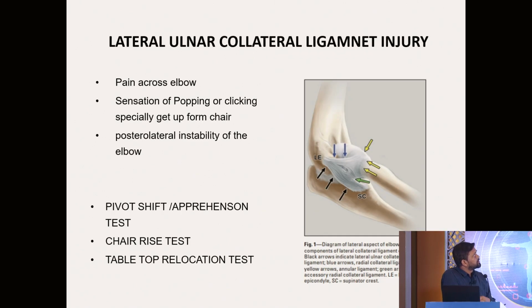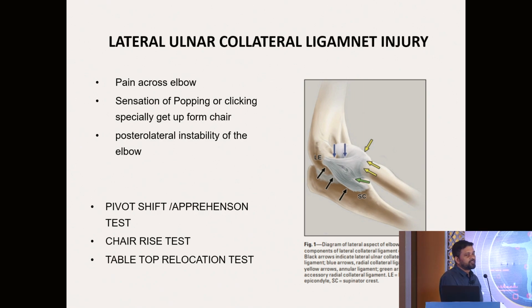Another test is the pivot shift or apprehension test, which is for lateral ulnar collateral ligament injury. Usually this is on the lateral aspect of the elbow, and it is usually injured in some sort of accident on an outstretched hand. The patient has pain on the lateral aspect of the elbow joint, some sort of popping or clicking, especially getting up from a chair. Again, we can use this for examination also, the chair rise test.